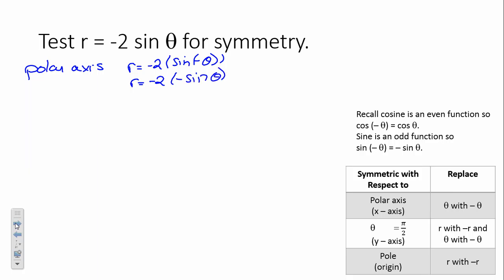And a negative times a negative is positive. So r equals +2 times the sine of theta. Is that the same as our original equation? No. So it is not symmetric with respect to the polar axis. Whenever we basically said, let's change this, okay, sine of negative theta, is that an even or an odd function? It's an odd function, so we can change that to negative sine of theta.